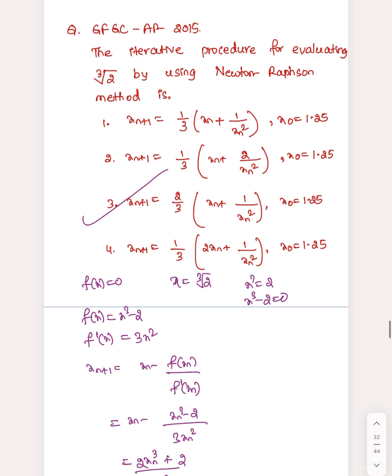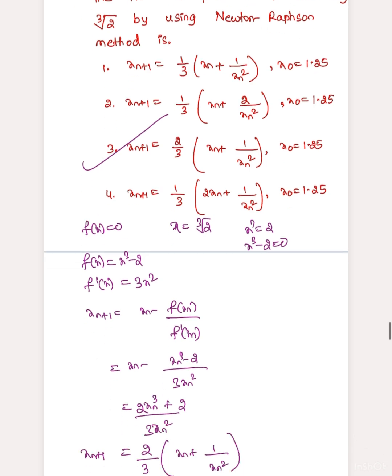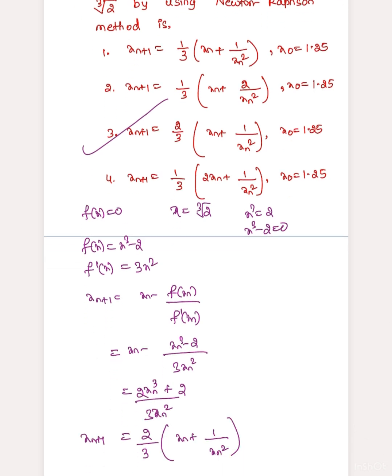Here our aim is to evaluate the cube root of 2. So that is given by x is equal to cube root of 2. So that is x cube minus 2 is equal to 0. Therefore f of x is equal to x cube minus 2. Just differentiate that and substitute them in the general form of the Newton-Raphson method, that is given by xn minus f of xn divided by f dash of xn.